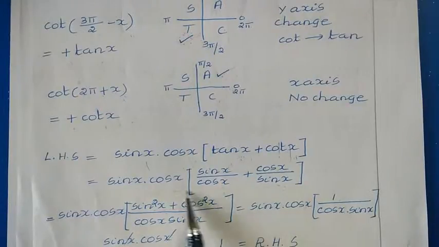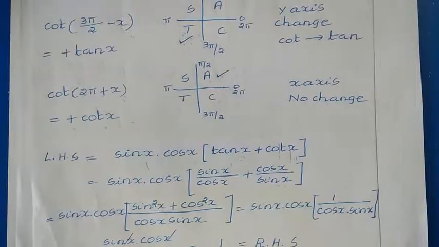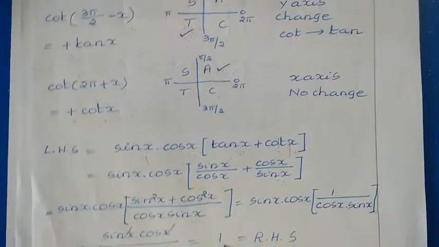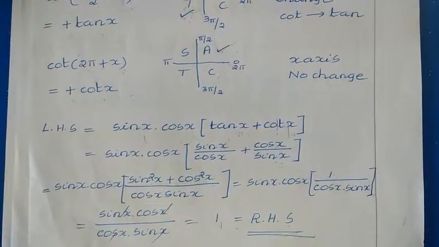If you want to know how this value is equal to 1, just refer to the playlist of this channel, trigonometric function concept, where I have explained how this value is obtained. So now sin square x plus cos square x is equal to 1. So here we get sin x into cos x, then 1 divided by cos x into sin x. So after cancellation, here we get the answer 1, which is equal to RHS.